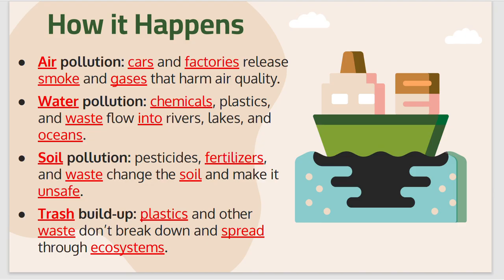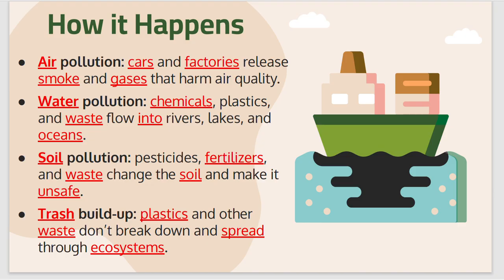Soil pollution. This is when our soil is polluted with things such as pesticides, fertilizers, or even just waste. And the soil basically becomes so polluted that it can change and make the soil unsafe. If things grow in that soil, they can experience either they just can't grow, they experience decay and death, or they're going to experience abnormalities that make it hard for them to survive.